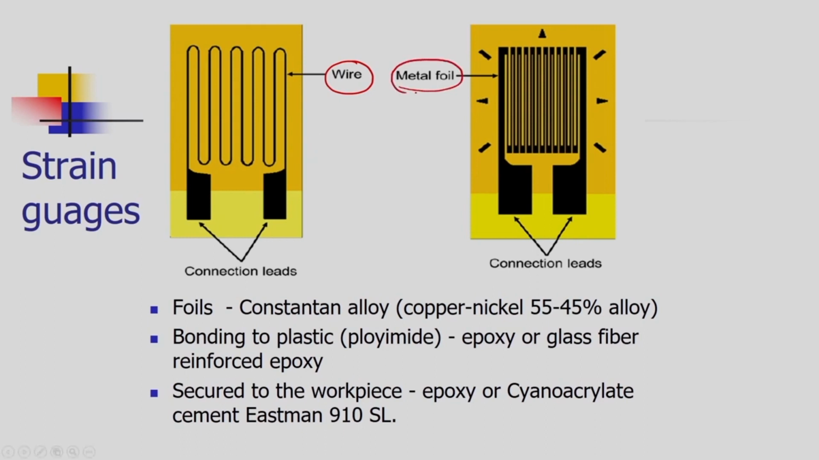picture we have a metal foil. The foil, instead of a wire, is nothing but a thin layer of the metal which is cut as per the required dimension. This foil is in continuous mode that you can see, and it has the connection leads. As I mentioned, the foils are also made up of constantan alloy, and the foils are of the size of a postage stamp, and we are pasting these postage-stamp-like strain gauges on the mechanical element of which we want to measure the strain.